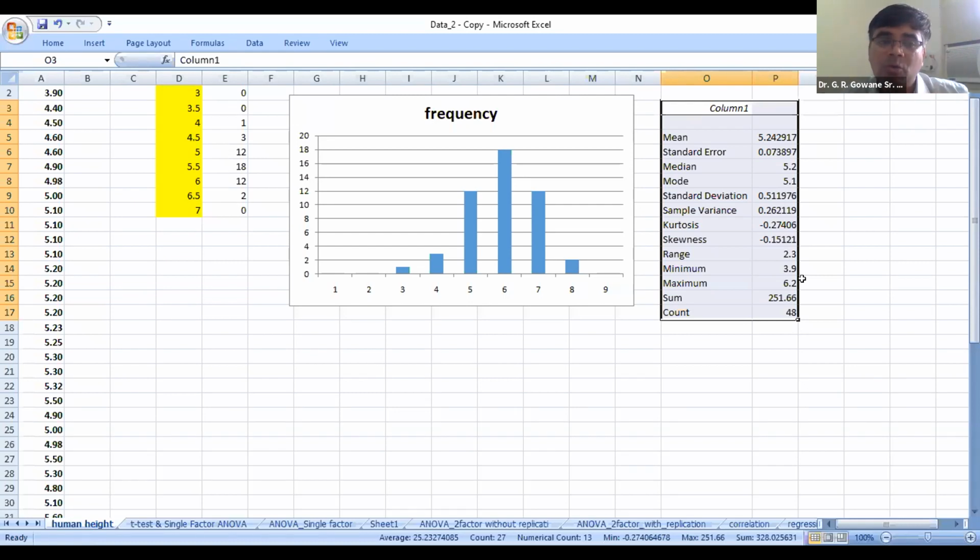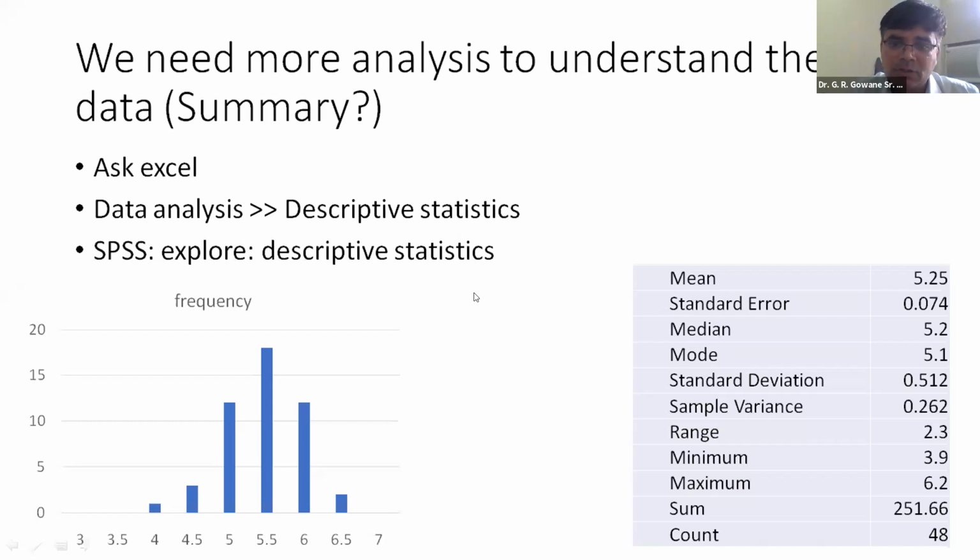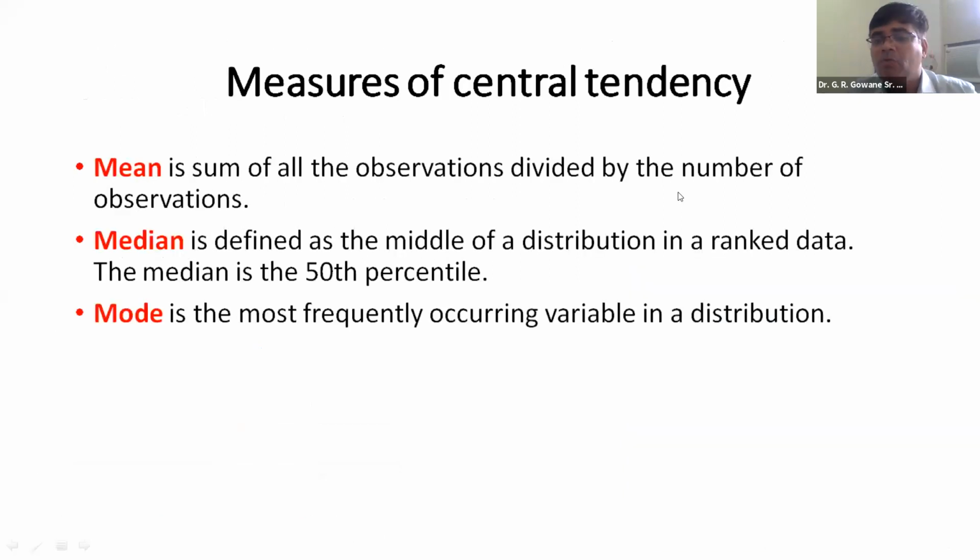I'm showing you mostly Excel options because Excel is easily available everywhere. Now, when we have a good idea about the data structure and its properties, we can have a look at measures of central tendency for the data. These measures of central tendency are basically mean, median, and mode.